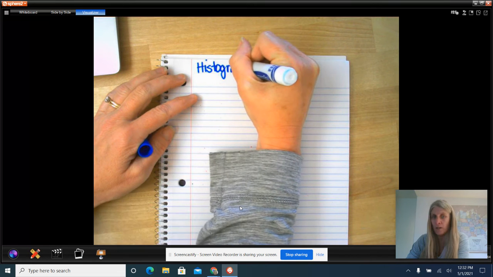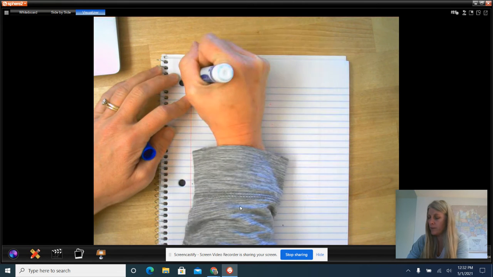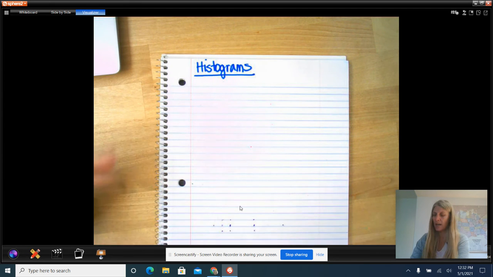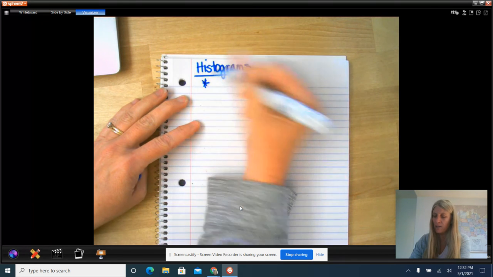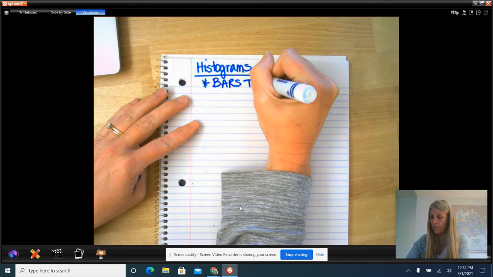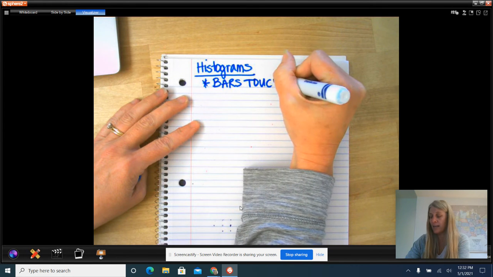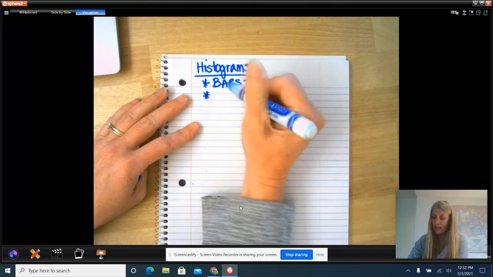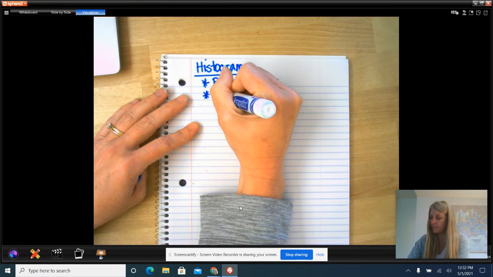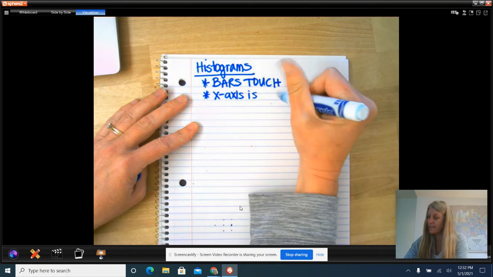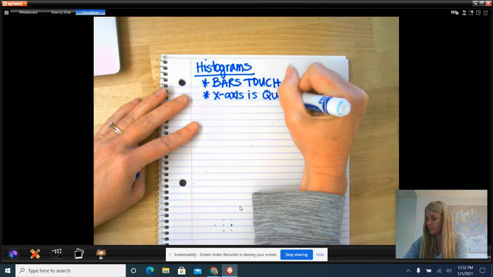Now histograms are a little bit different than bar graphs, although very frequently people confuse the two. The two main things about a histogram are that we have bars that touch, and that's not necessarily true with bar graphs. And the other thing is that the x-axis is quantitative data.